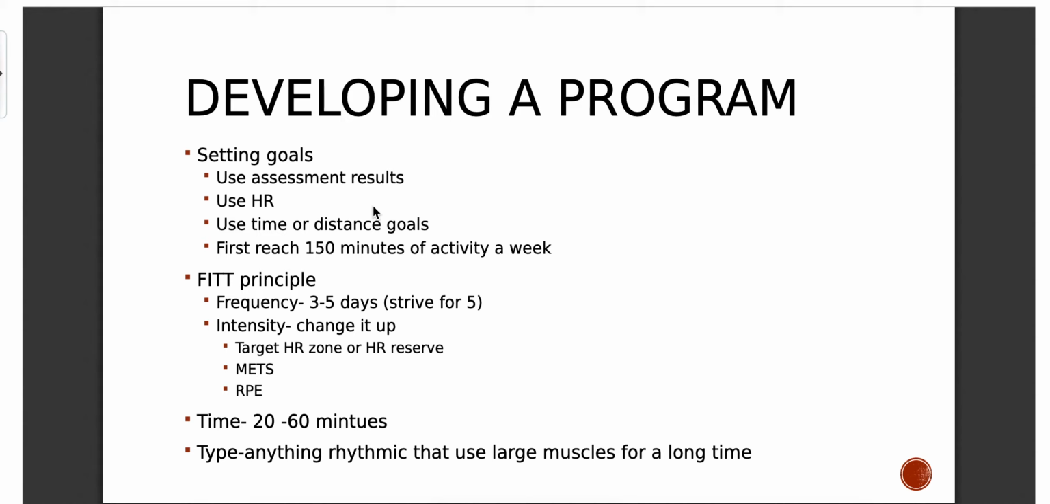Things like that. Your first goal should always be to reach 150 minutes of activity a week, which we talked about in previous chapters of why that's important. Once you do that, though, to start reaching for your goals, you're going to use the FIT principle. And so when it comes to cardiorespiratory endurance exercise, the F in FIT principle stands for frequency.